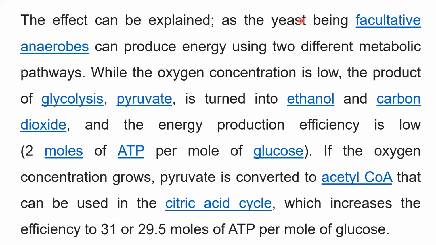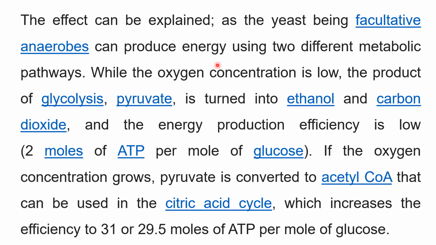As you know, yeast is a facultative anaerobe, and it produces energy using two different metabolic pathways. One pathway is when the oxygen concentration is low: the product of glycolysis, pyruvate, is turned into ethanol. So when the concentration of oxygen is very low, it converts the pyruvate to ethanol and carbon dioxide.